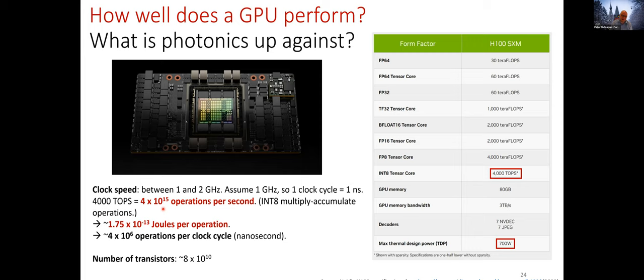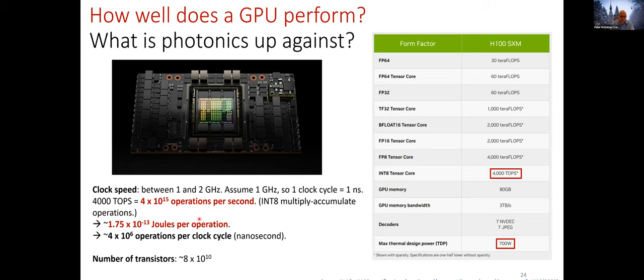Another number that's important to note is, like I said, in building photonic accelerators we're not only interested in speed, but also energy efficiency. The number to beat here is 1.75 times 10 to the minus 13 joules per MAC operation. In other words, about 175 femtojoules per MAC. And this includes not just the arithmetic itself, but also the cost of loading from memory and storing to memory and so on. It's an all-inclusive cost.